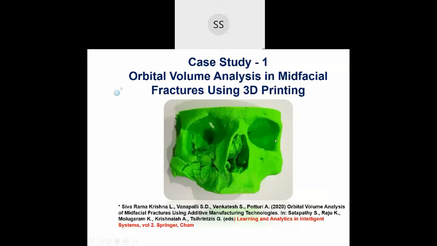This is called the unfractured side, also called the contralateral side. So you take this contralateral side, and using its dimensions, you measure this one and do this.